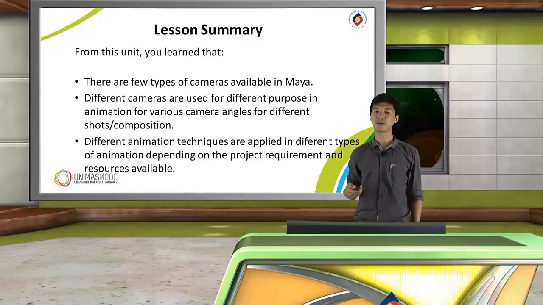Okay, now we have come to the end of the unit. From this unit, I believe that you have learned about a few types of cameras available in Maya. Different cameras are used for different purposes in animation, for various camera angles, for different shots or compositions. Different camera animation techniques are applied in different types of animation depending on the project requirements and resources available. That's all. Thank you.